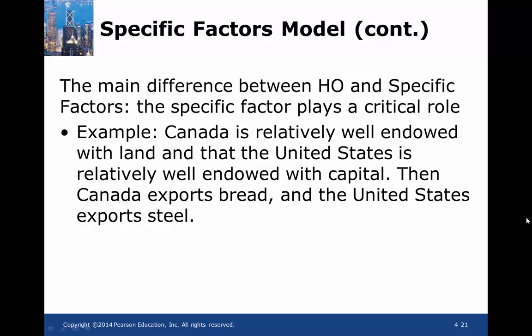Specific factors model continued. The main difference between HO and specific factors is that the specific factor plays a critical role. For example, if Canada is relatively well endowed with land and the United States is relatively well endowed with capital, then Canada exports bread and the United States exports steel.